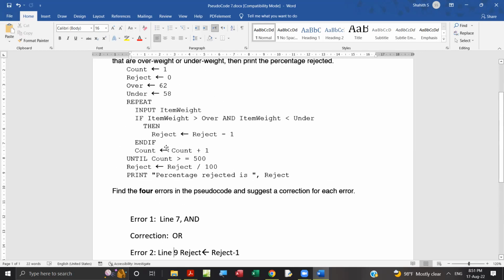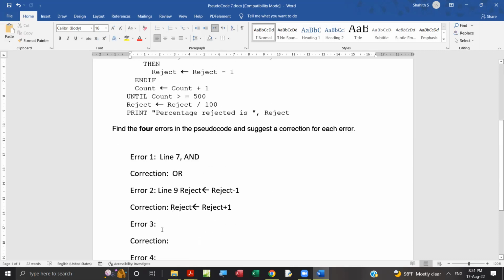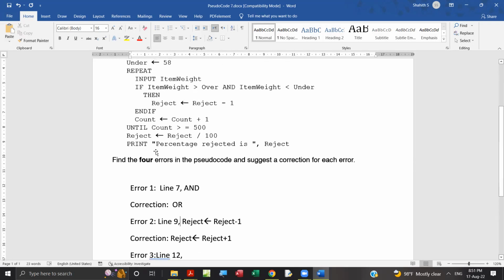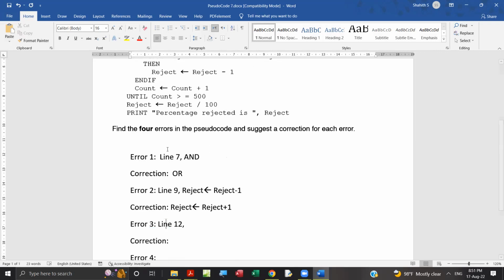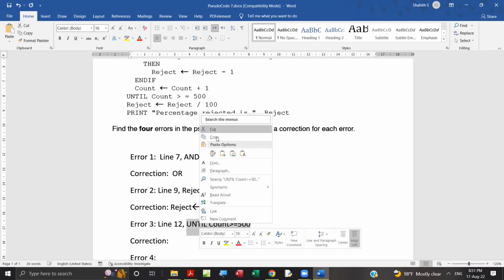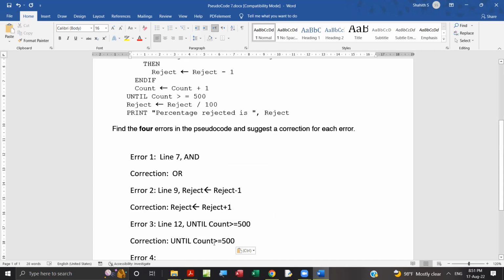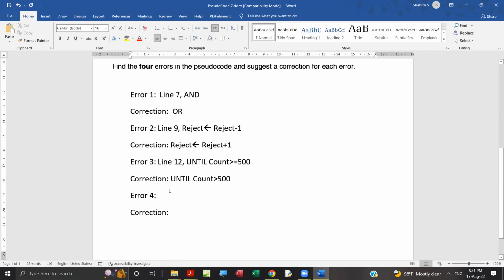Then next, error 3, line 12. The problem here is that until is a keyword, count greater than or equal to 500. That's the problem, not 500. So we need to remove this equal to. This is the corrected statement.